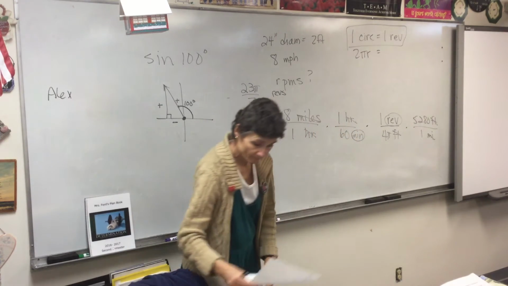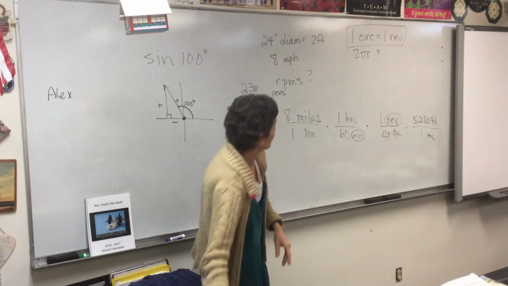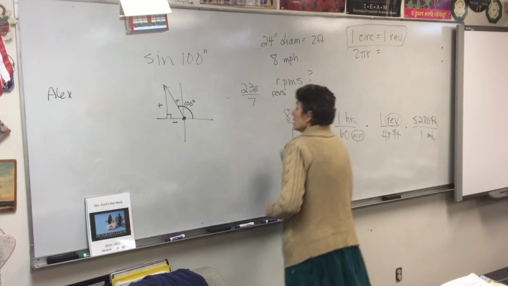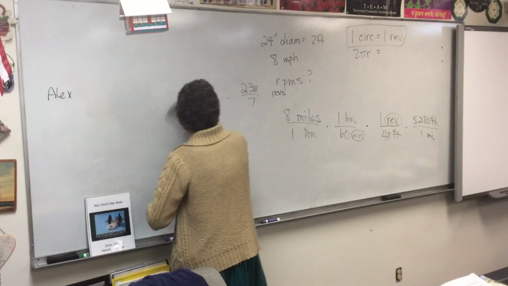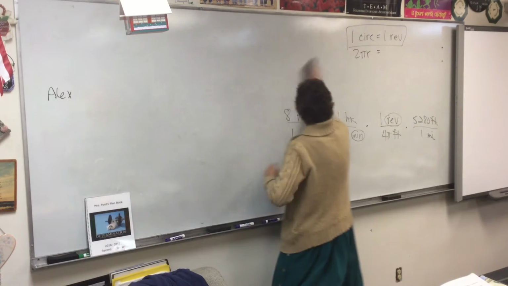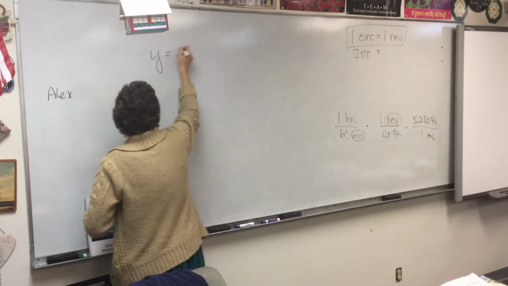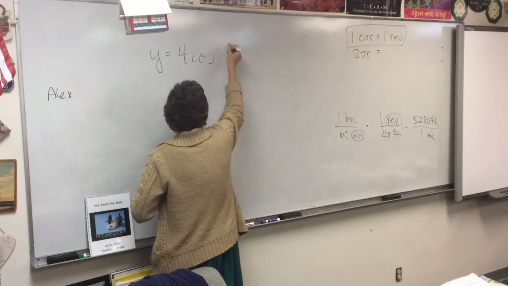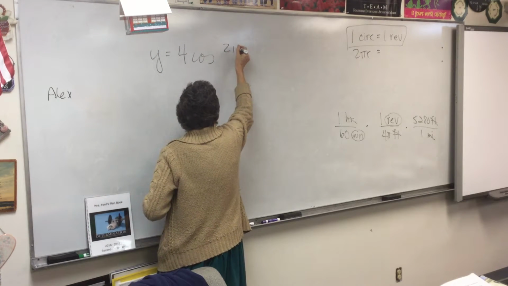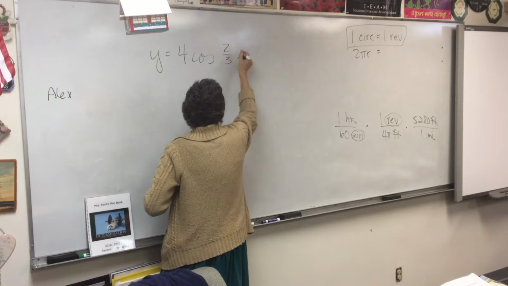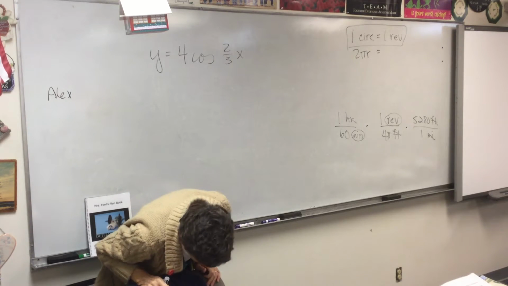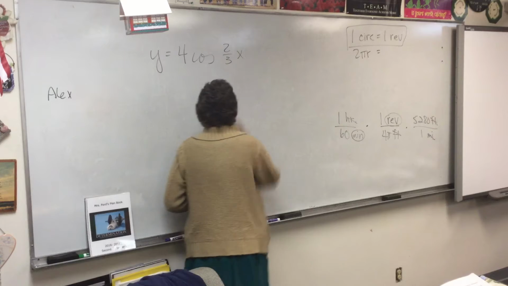Okay, this is a good one. 4 cosine 3x. Now, on the quiz, I did not ask you to actually graph it, but we're going to go ahead and do that right now. We're going to answer the question first. Is it 2/3 x? No, it's 3x.